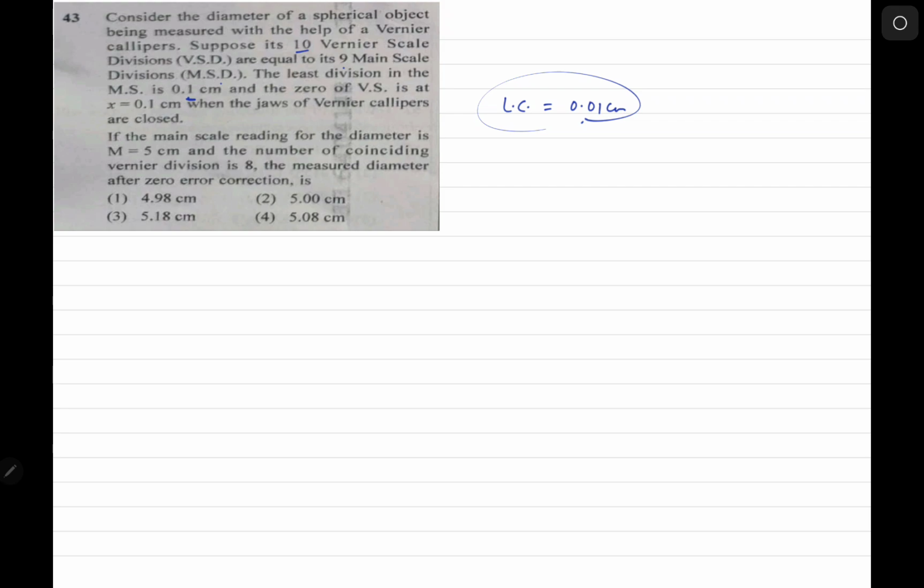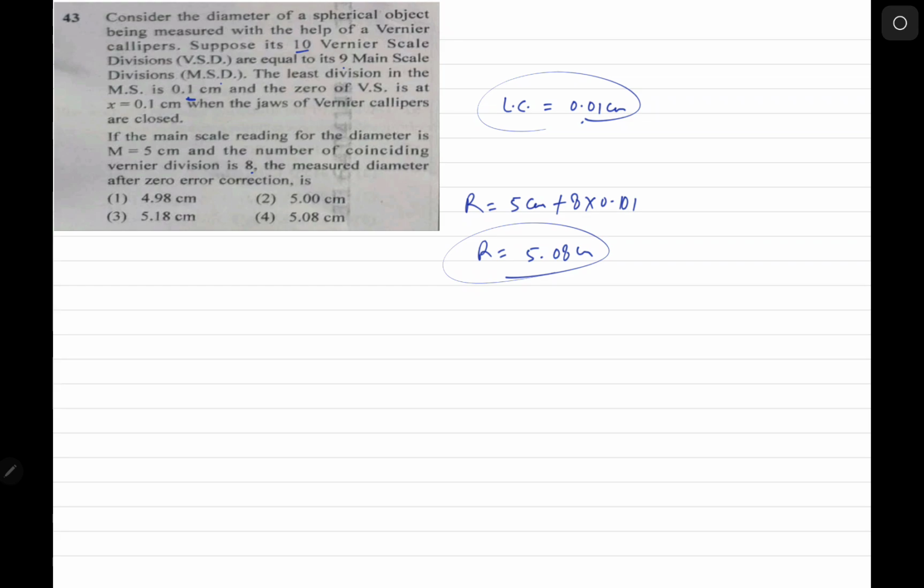Once we have the least count, now we can find the reading. For reading, it says the main scale reading is 5 centimeter, so it is going to be 5 centimeter plus the number of coincident divisions, 8, into the least count. So the reading R is 5.08 centimeter. This is the reading when nothing is said about the zero error.